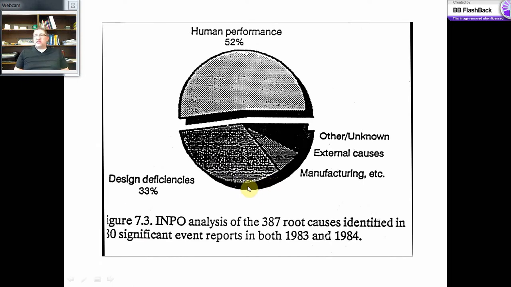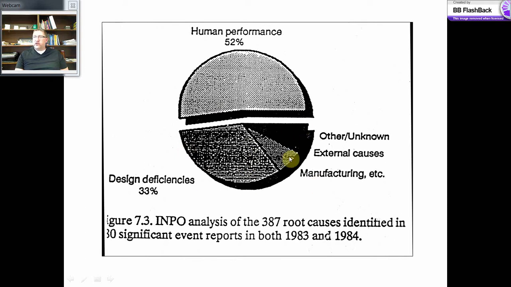This chart illustrates some pretty old data, but it's still kind of interesting. So this is like 30-year-old data. But the idea is looking back on a number of significant accidents or events of some kind, more than 400 of them. They wanted to see what were the primary causes. And you can see that human performance was attributed as the main cause of this big negative experience more than half the time. Then design deficiencies, another third of, well, two-thirds of what was left.